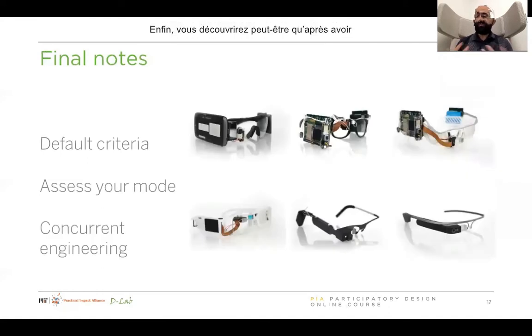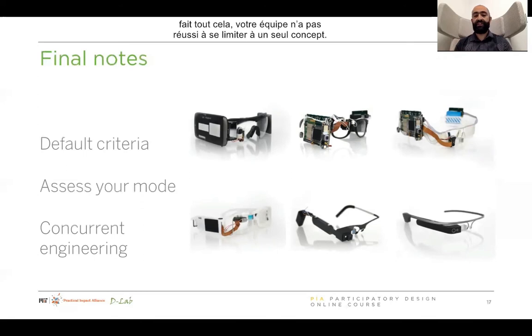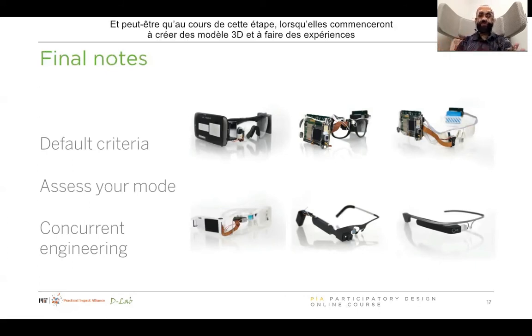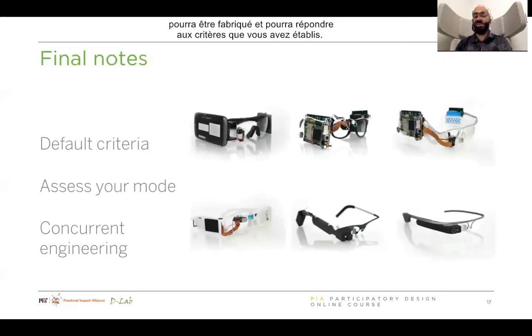And finally, you may find after going through all of this, your team was not able to come up with just one concept. Let's say they came up with 2 concepts. Well, sometimes you see that happen. You can make an exception and you can have your teams move those 2 concepts to the next stage. And then maybe in that stage, when they start doing some sketch models and some physical experimentation with these concepts, and you'll see some of these in further sessions, then they will realize what concept has better horizon to be feasible and to be done and to actually tackle the criteria that you've come up with.